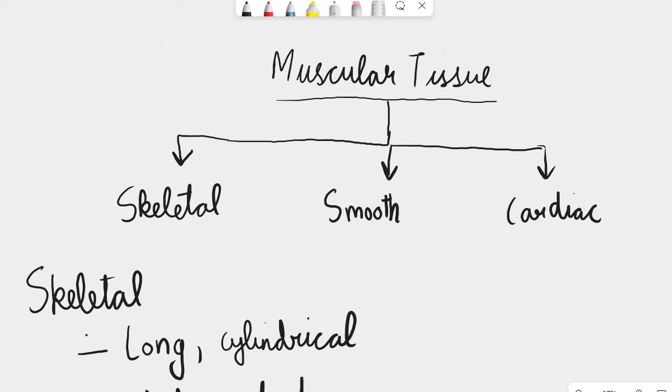Today we will start muscular tissue. Muscular tissue is a type of animal tissue. Muscular tissues have three types: skeletal, smooth and cardiac. So let's start with the first one, skeletal. Basically, skeletal muscular tissues are attached to the skeleton of our body. So basically they help the bones move.